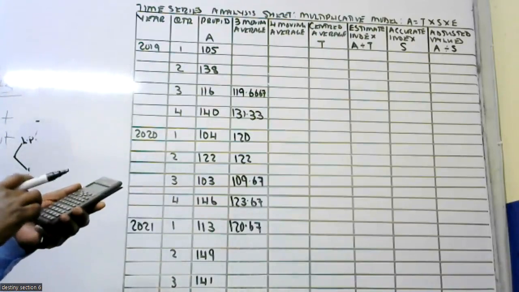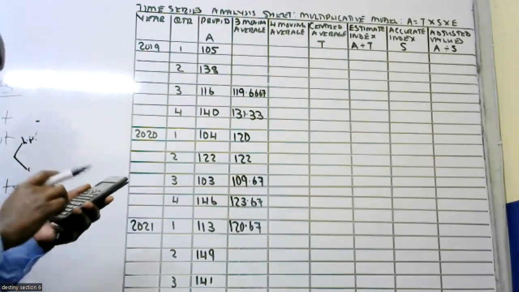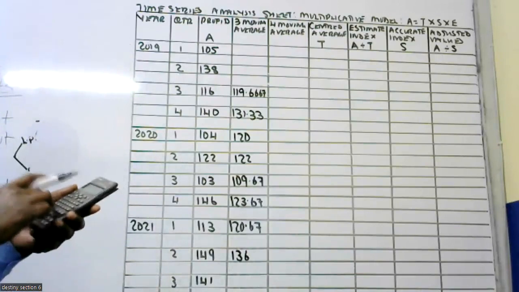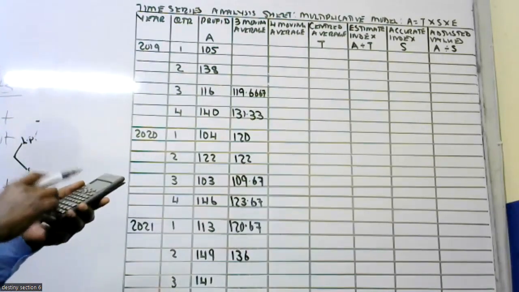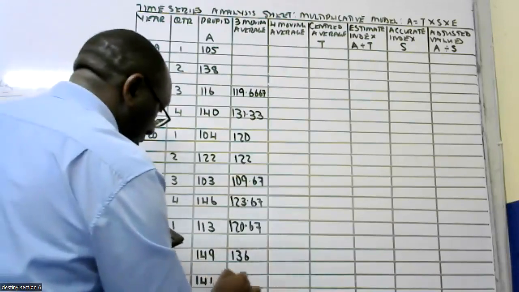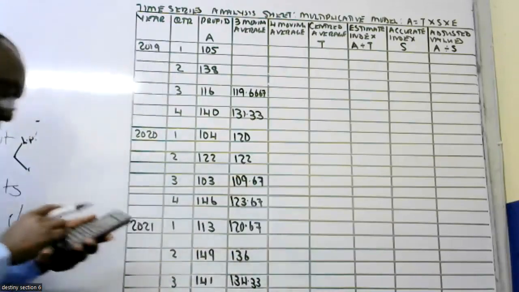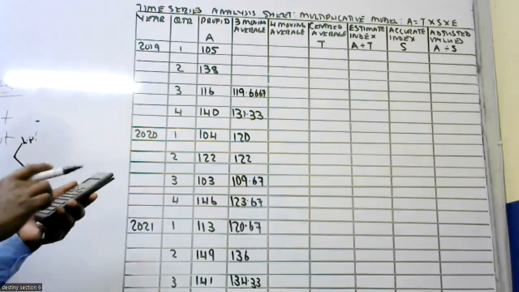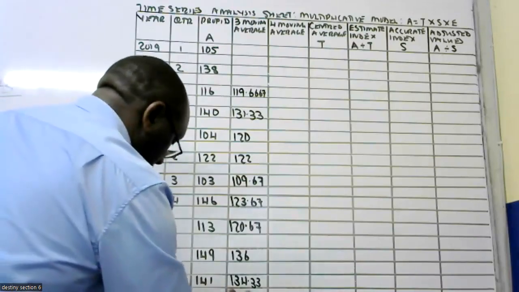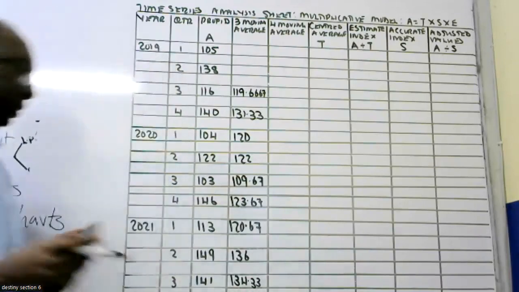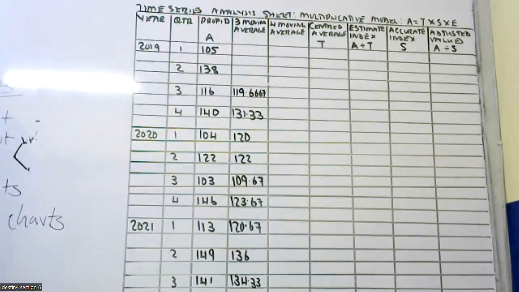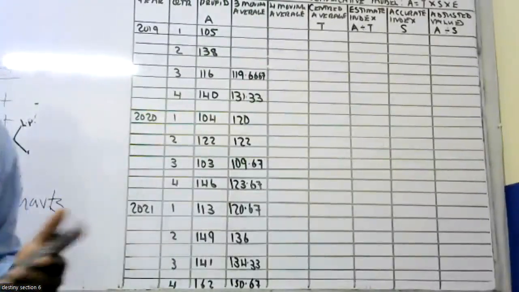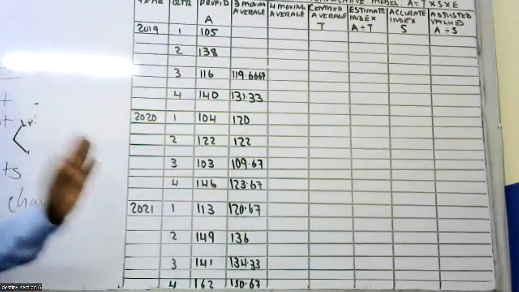149 plus 113 plus 146 divided by 3 is 136. 141 plus 149 plus 113 divided by 3 is 134.33. 162 plus 141 plus 149 divided by 3 is 150.67. Because that is how you do 3 moving.